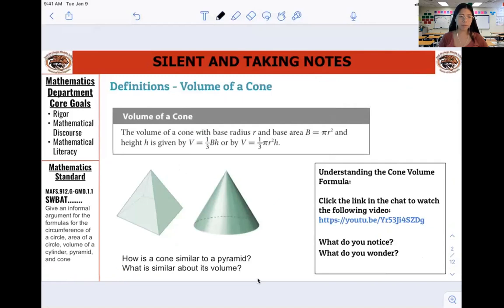So continuing with volume. And we're going to start right away with volume of a cone. I'm going to give you guys the formula right off the bat. That's the first thing I want you to write down: the formula for the volume of a cone, which is 1/3 BH, or if you substitute, it's going to be 1/3 pi r squared H. And it's important that you have both of those written down.